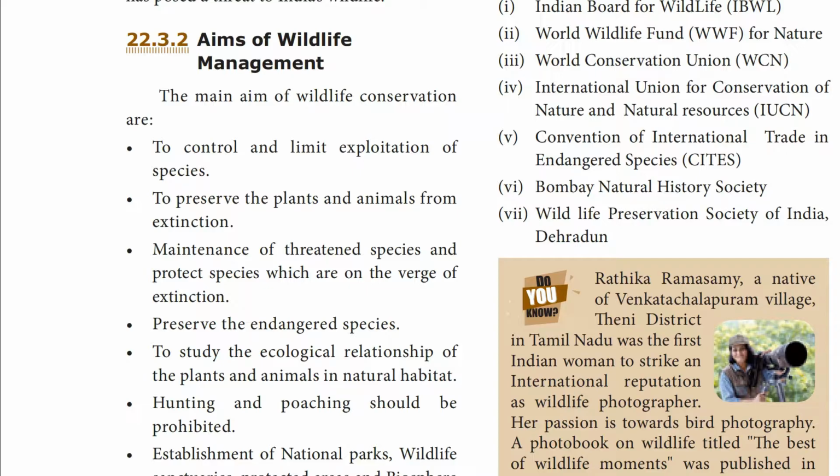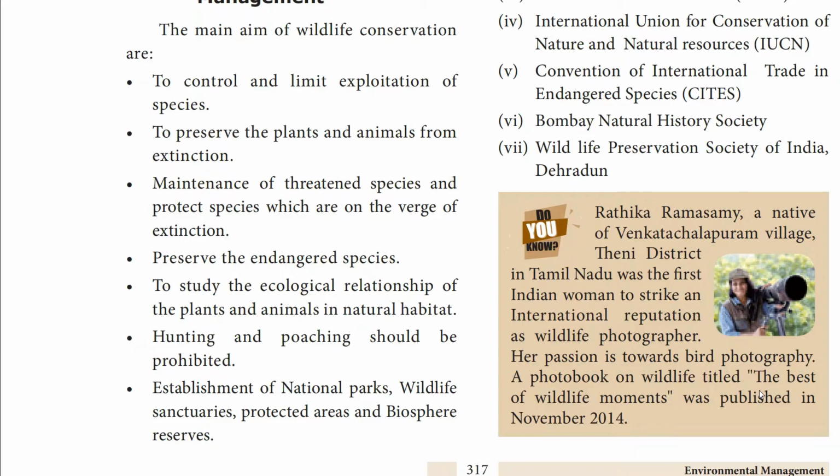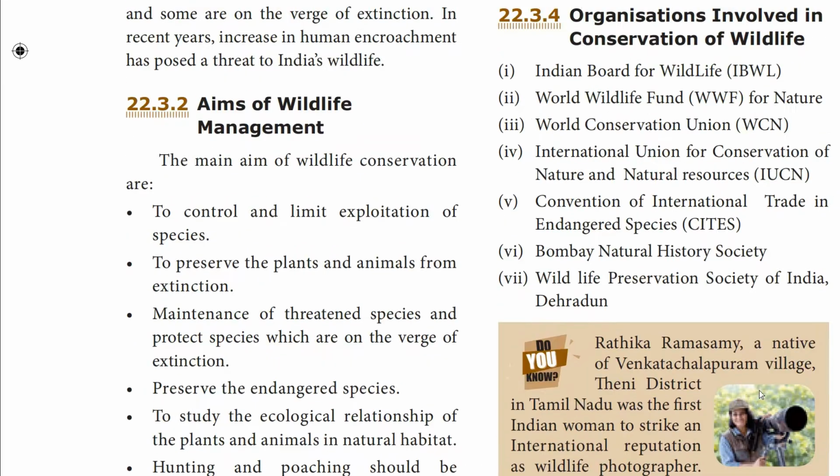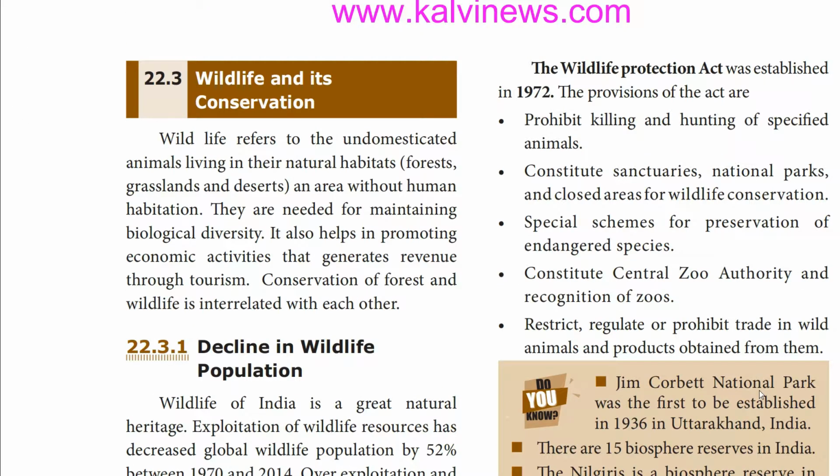Hunting and poaching should be prohibited to conserve the wildlife. Establishment of natural parks, wildlife sanctuaries, protected areas and biosphere reserves also helps to conserve the wildlife. The Wildlife Protection Act was established in the year 1972. By this act, we were able to prohibit killing and hunting the specified animals. So some animals cannot be hunted, like we know the hunting of deer is prohibited. If they hunt, people will be jailed, they will be imprisoned.